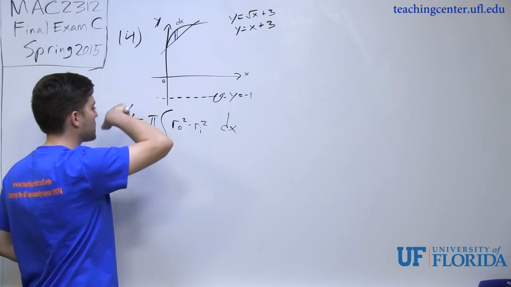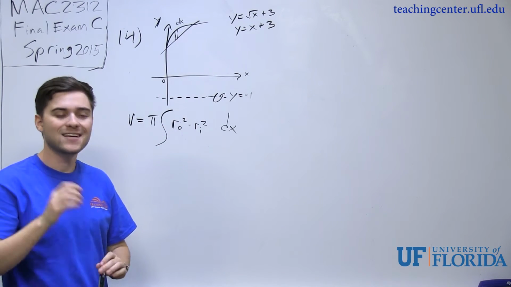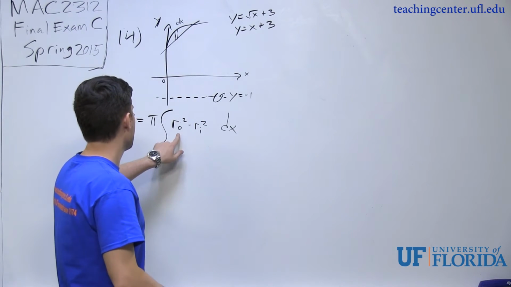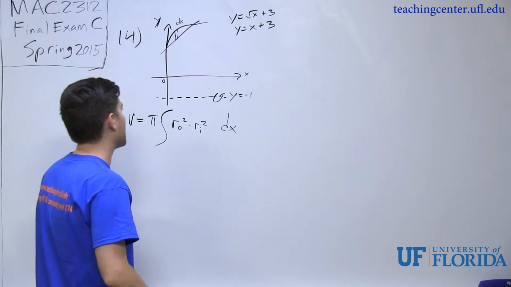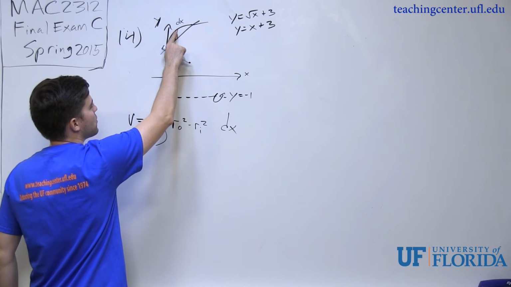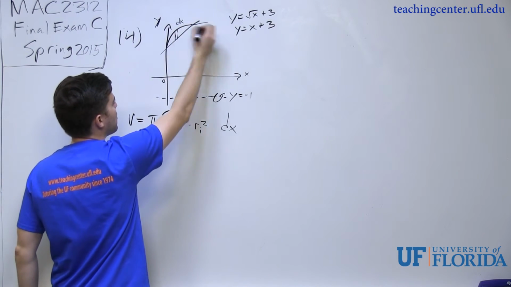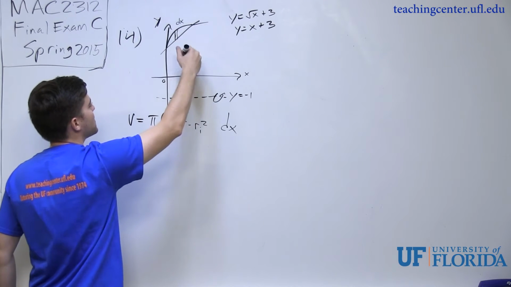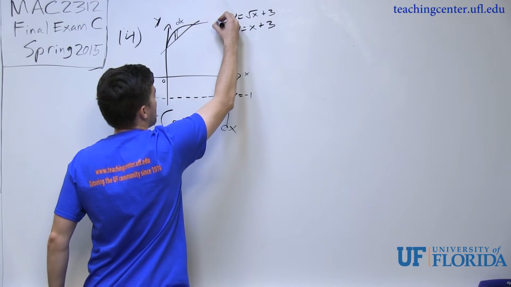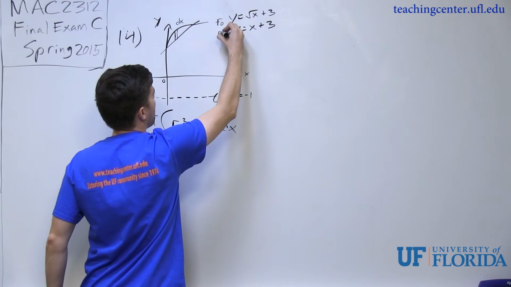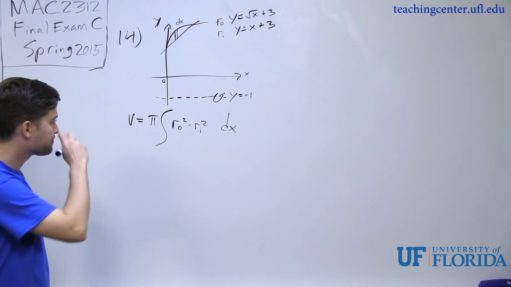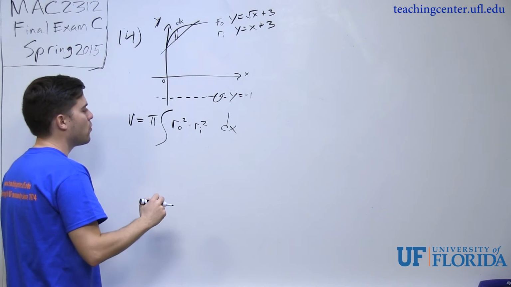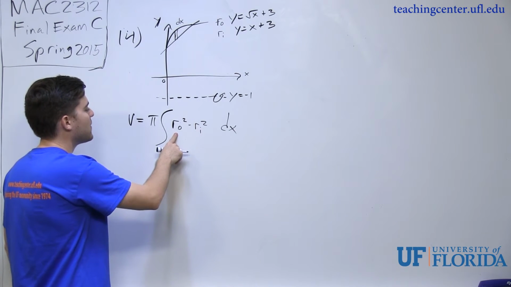Which means that all of my terms that I plug in for my outer and inner radius need to be with respect to x. Okay, so now I need to figure out what my outer radius is and what my inner radius is. Well, my outer radius is just going to be the square root of x plus 3, because that'll be the parabolic shape. Y equals x plus 3 is just a straight line. So if I go top minus bottom, this is my r outer, and this is my r inner.